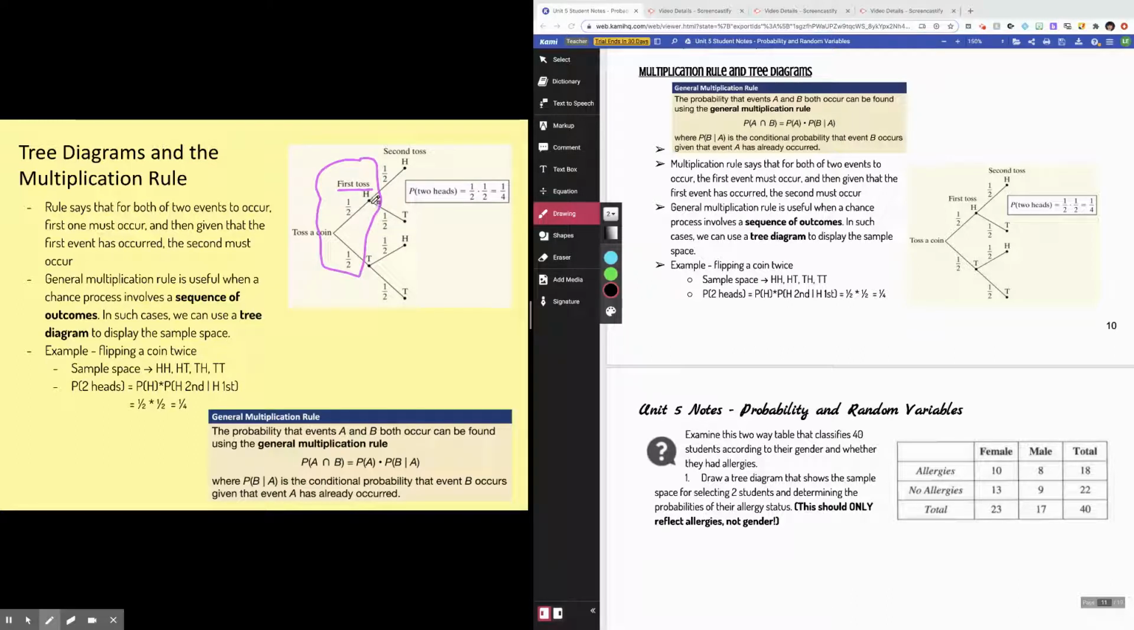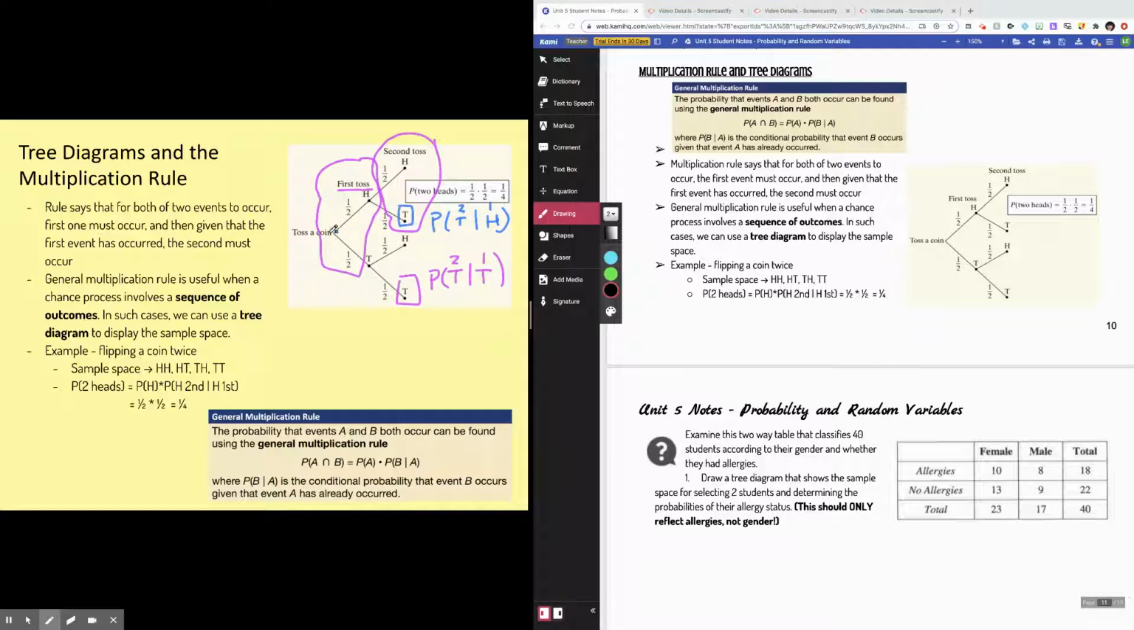After the first toss, you have two more options at your second toss, but that happens at each outcome, at each branch. So no matter what the first toss was, on the second toss, you have the same two options. So this event here is the probability of getting tails on the second toss, given that the first event was also tails. This one is the probability that the second is tails, given that the first event was heads.